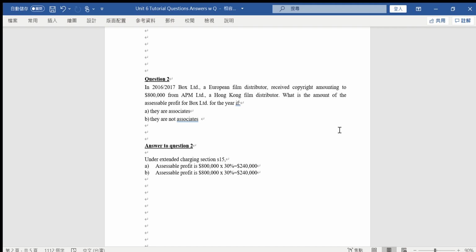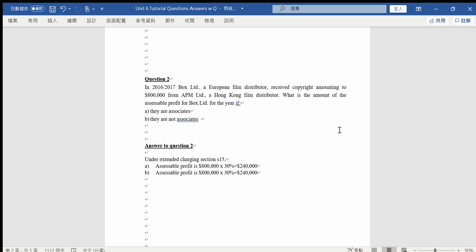If they are not associates, then according to section 15, that is about the film distributors, right? And that's why according to section 15, you will find that this amount will be treated as a deemed trading receipt from Hong Kong. Because of that, you will also find that section 31 will be applied to determine the amount.